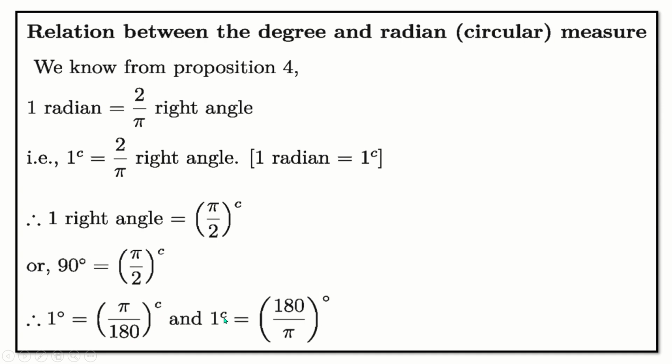Similarly, 1 radian is equal to 180 by pi degrees. That means when we convert this to the left side, it will be 180 divided by pi degrees. Is that clear, everyone? You have to remember this, otherwise math will be very difficult for you. So we'll practice more and more.